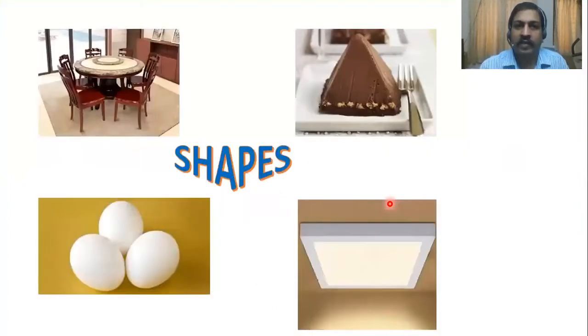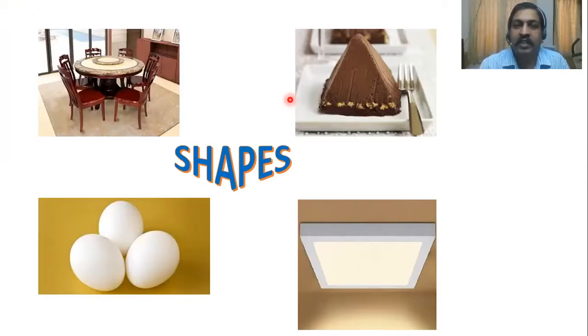We often describe objects around us by their shapes. For example, a round table, the eggs are oval shaped, a square lighting. When we order a birthday cake, we are very particular about the shape. Someone may like a round shaped cake, another person may like a step cake, and so on. Here is a photo of a pyramid shaped cake. So, shapes give good appearance to the objects.